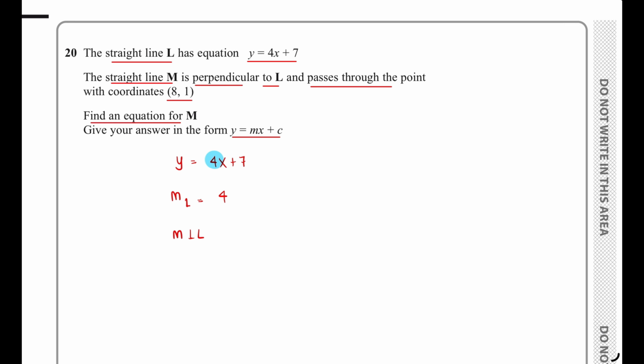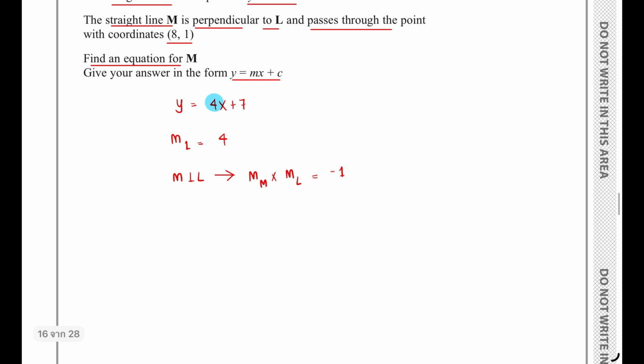So that means the gradient of line M times the gradient of line L must be equal to negative 1. So the gradient of line M times 4 equals negative 1. Therefore the gradient of line M is equal to negative 1 over 4. So in order to find the equation, we will use y minus y1 equal to m times x minus x1.